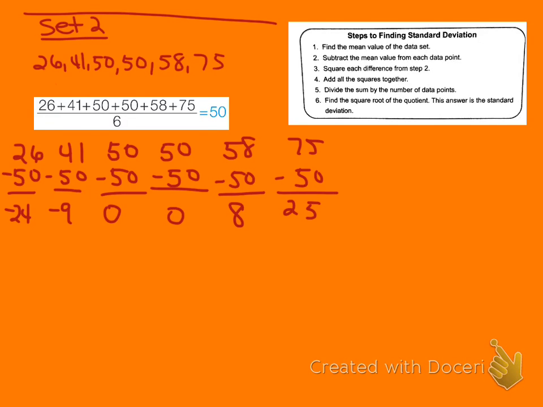So we're going to square all of them now. Here's our next step. We're going to have 576, 81, 0 and 0, and 64. And this was 625 when we did it on our calculator.